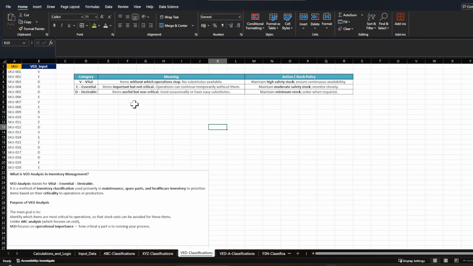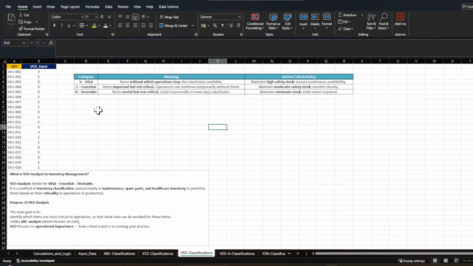Then there is essential. These essential items are important but not critical. Operation can continue temporarily without them. So they are not a deal breaker or they cannot stop my production line. Although they are required, they cannot stop my production line. So you need to maintain moderate safety stock. You can have a bit of leniency in terms of safety stock because you know that it is not going to stop your production lines.